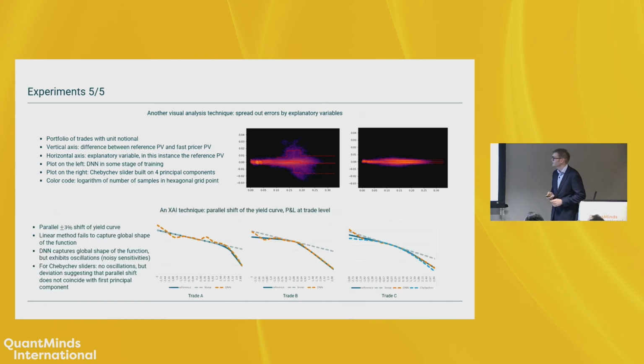Now, one of these XAI techniques I proposed was shifting the yield curve in a parallel way. So that's what we obtained. Let's look at the graph in the middle. The dark blue line is the reference. It has a hockey stick shape. That's for one single trade. The linear proxy is what it is, a linear proxy, and the DNN performs quite well on one side, and it oscillates on the other side, which is probably due to the fact that we didn't learn the sensitivities, so you can have oscillations.